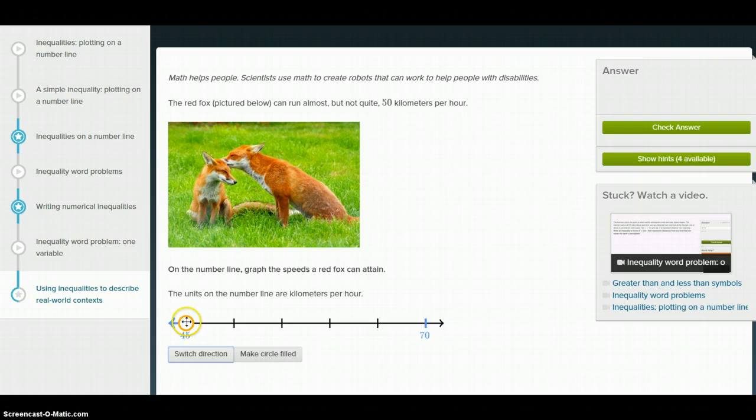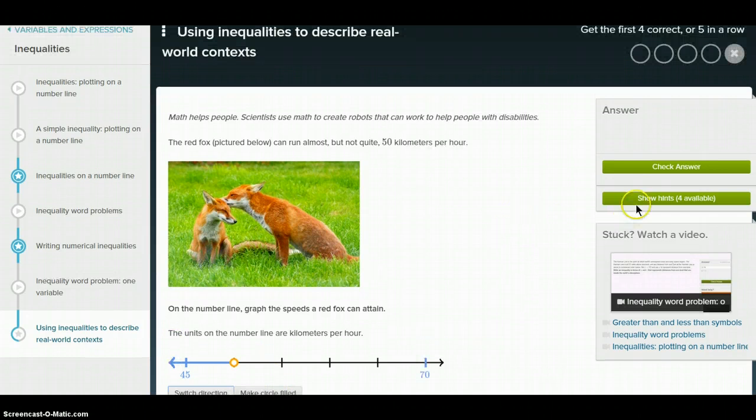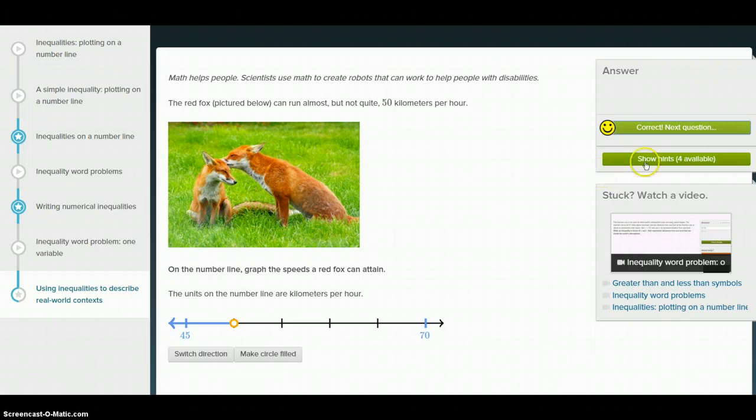Alright, so we can see here, if we count, there's a difference of 25 between 70 and 45, and there are 5 increments. So that means each of these increments is worth 5. So if we move this up 1, that's going to put us at 50. And then this arrow tells us it's going to be under 50. So not including 50, but under 50. Okay, so let's try that out.